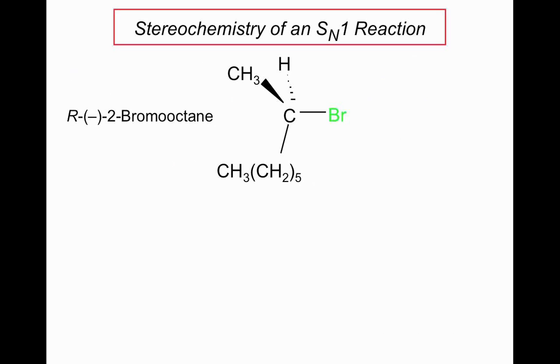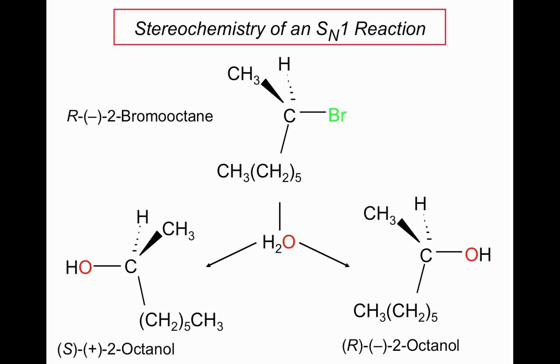So here, using dash wedge perspective formulas, we can also see how the stereochemistry of an SN1 reaction produces racemic mixtures. If we begin with R minus 2-bromooctane, to produce 2-octanol, we get both a combination of S plus 2-octanol and R minus 2-octanol. We don't get only one of the stereoisomers due to the fact, once again, that the nucleophile, in this case the solvent water, is able to approach the carbocation from either side after the leaving group leaves.